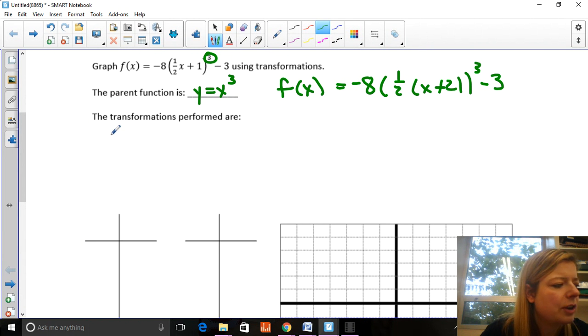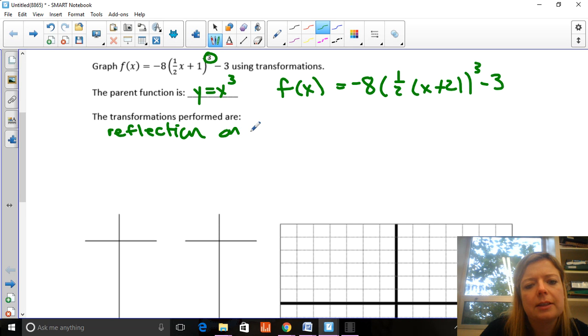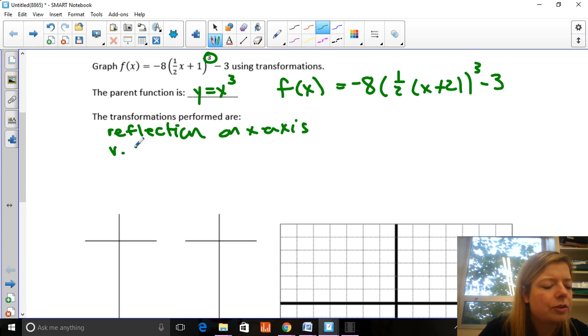So here's an example. The transformations performed are this negative. It could possibly be a quartic. But anyways, we notice here that we have a vertical stretch. You should write vertical stretch, but I'm just shortening it here.